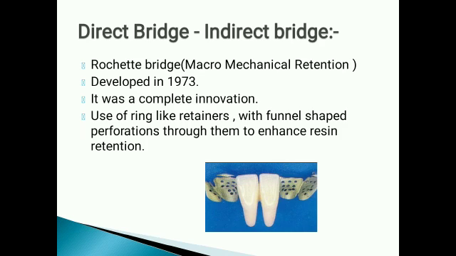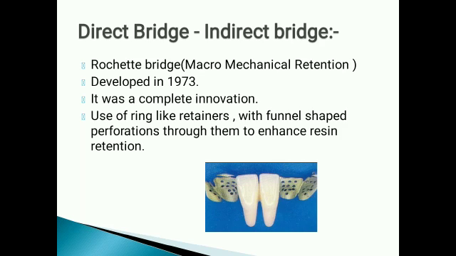Types of resin bonded fixed partial denture. Based on the technique used to finish the tissue surface of the retainer, resin bonded fixed partial dentures can be classified into Rochette bridge, Maryland bridge, cast mesh fixed partial denture, and Virginia bridge. Coming to the Rochette bridge, also known as the Richards bridge, it provides macro mechanical retention. Rochette was the first to design a resin bonded prosthesis in 1973.